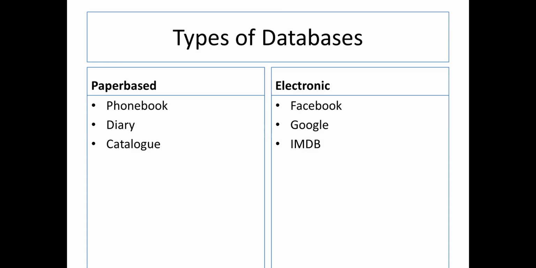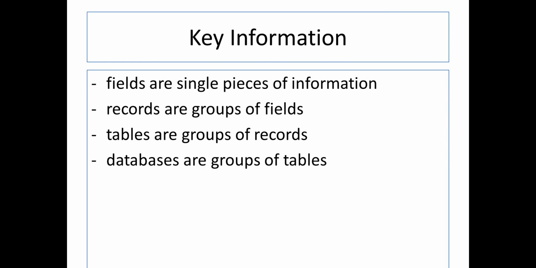If we're thinking about electronic databases, Facebook, Google, IMDb, which is the Internet Movie Database, these are all databases which you can search and retrieve information from really easily. In the case of Facebook, it's a database that you can add information to really easily. These are some key pieces of information which at the moment will just look like generic statements, but as time goes by, looking at this unit and through different videos, all will become clear.